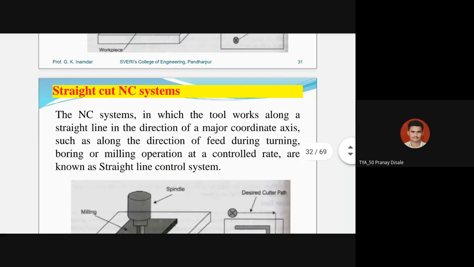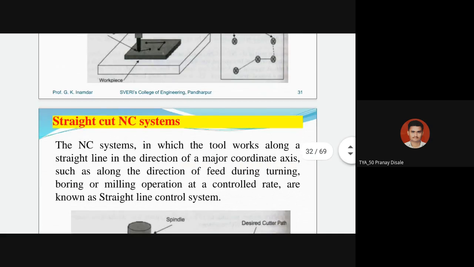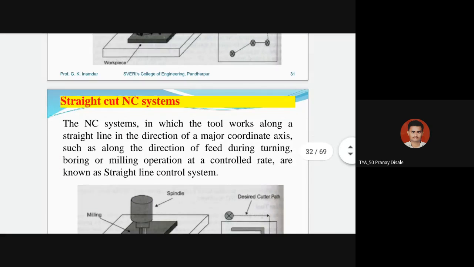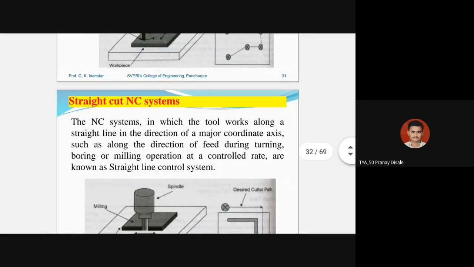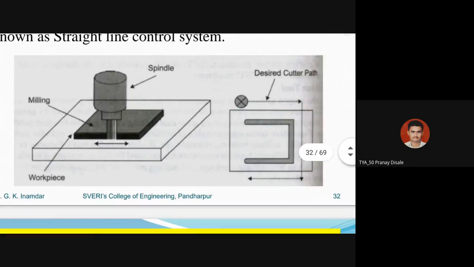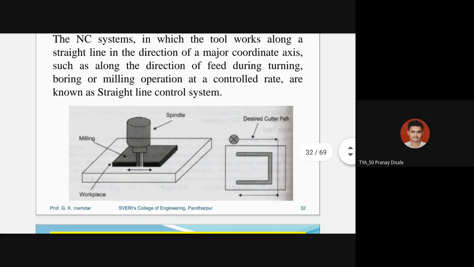Next is similar, but instead of point to point, the straight line is the way of the tool. The motion of the tool is a straight line. Suppose, as in this example, we require a slot of this type on any metal plate, then a straight line NC system will be available for the manufacturing.